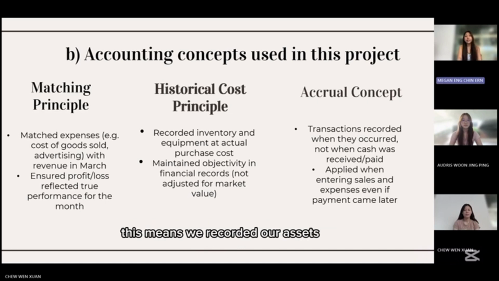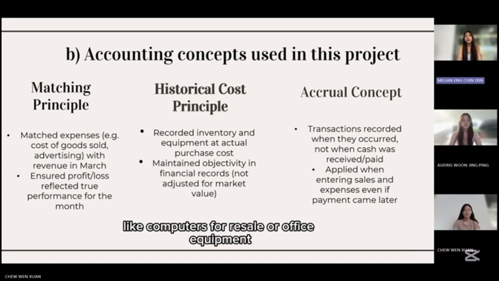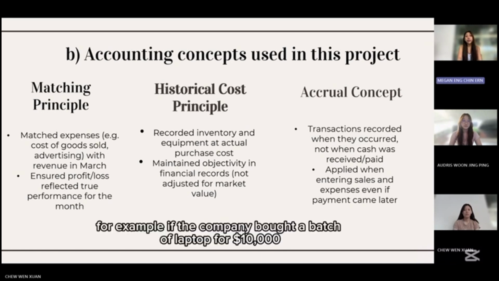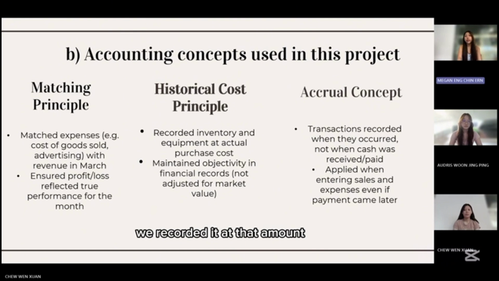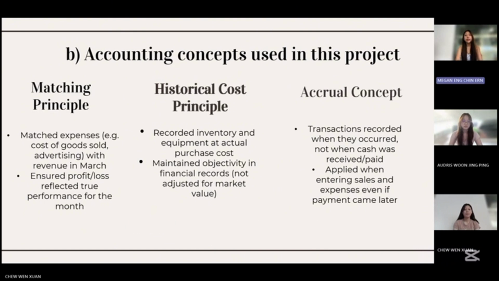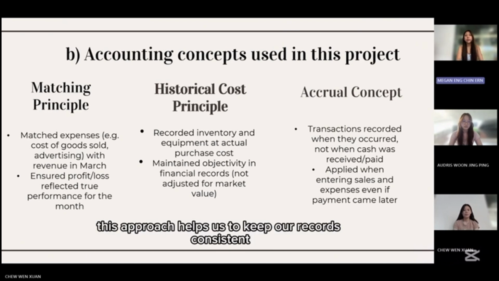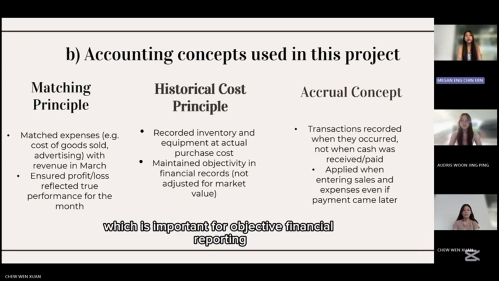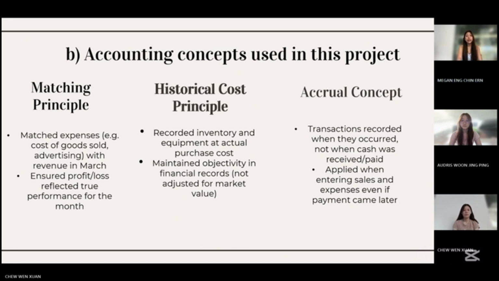The second concept is the historical cost principle. This means we recorded our assets, like computers for resale or office equipment, at their original purchase price and not their current market value. For example, if the company bought a batch of laptops for $10,000, we recorded it at that amount, even if their resale value increased or decreased later. This approach helps us keep our records consistent, reliable, and free from bias, which is important for objective financial reporting.